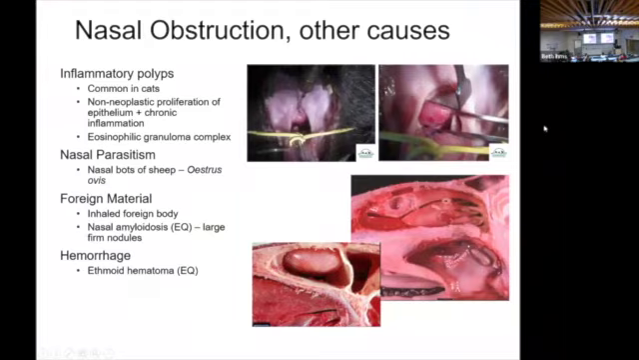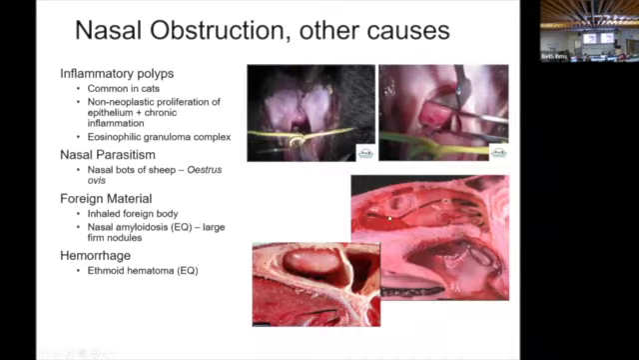Some other random causes of nasal obstruction: inflammatory polyps are extremely common in cats. They're usually either in the eustachian tubes or in the nasopharynx, sometimes in the ear. But these can get quite large and cause obstruction, especially if they protrude into the larynx. These are non-neoplastic. They're just thought to be stimulated by chronic antigen stimulation, and also potentially part of this weirdo eosinophilic granuloma complex that cats get.